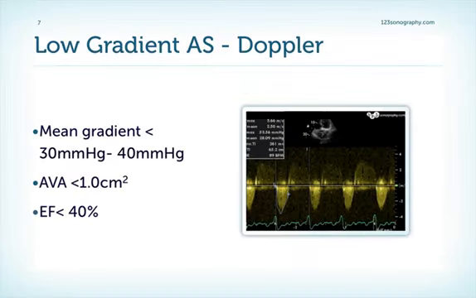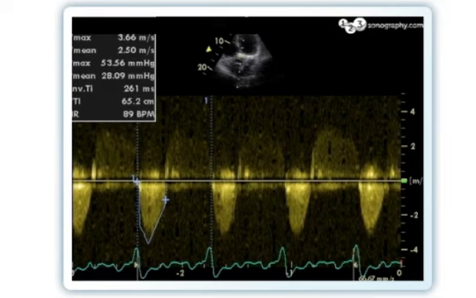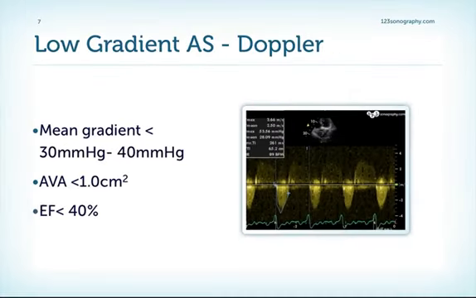When we perform the Doppler, we'll find lower mean gradients than we might expect. We will have a mean gradient of 30 to 40 millimeters of mercury with, of course, a low AV velocity. Look here on the right. The AV velocity is only 3.6 meters per second. And in the calculation, we will have a valve area below 1. And if we do a Simpson's ejection fraction, we will have an EF below 40%.